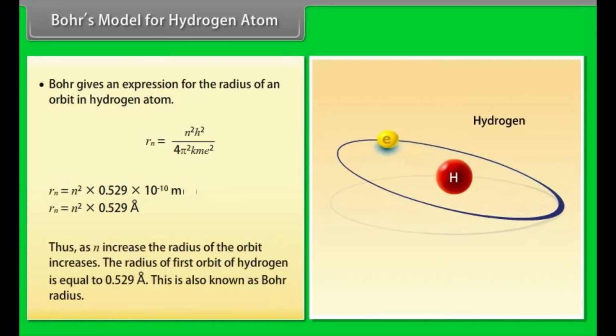Thus, as n increases, the radius of the orbit increases. The radius of first orbit of hydrogen is equal to 0.529 angstrom. This is also known as Bohr's radius.